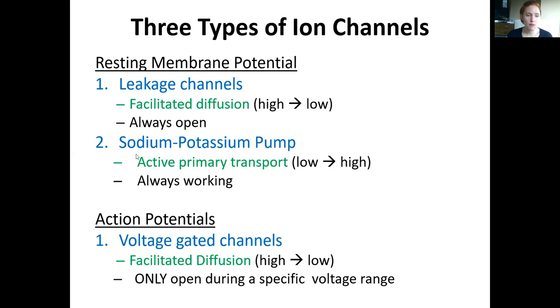The second type is the sodium potassium pump. If you see the word pump, that means it is a type of active primary transport. Active meaning we have to use ATP because we're going in the wrong direction. We're going towards the high concentration instead of away from it. And those are constantly working to help either establish the resting membrane potential or to come back to it after an action potential.